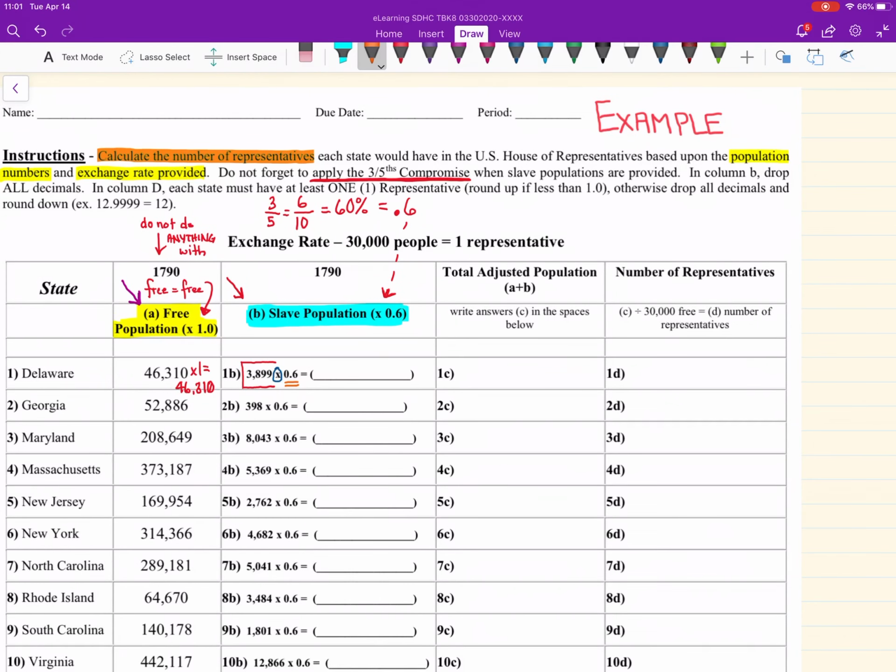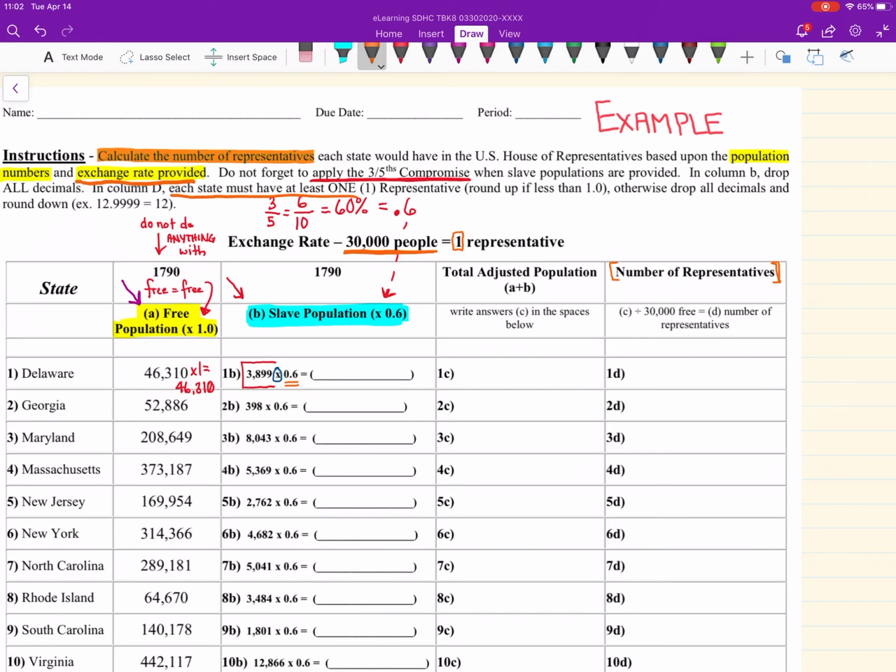I mentioned up here the exchange rate. The exchange rate is, for the first Congress, how many people a state needed to have in order to get one representative. So for every 30,000 people, you got one representative. When you get to the last column where it says number of representatives, you may end up with a decimal. If you end up with a decimal, each state must have at least one representative.